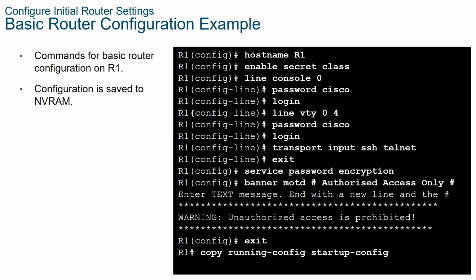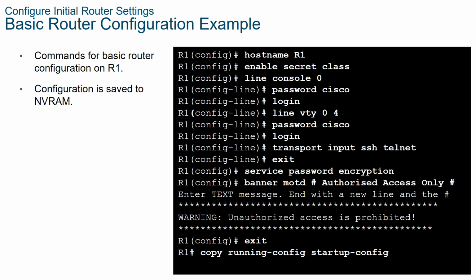Basic router configuration example. Commands for a basic router configuration on R1. Configuration is saved to NVRAM. So these are the commands in action. So we can see that under global configuration mode, we're putting in a host name of R1. We're enabling the secret for the enable command, and we're using the password class.